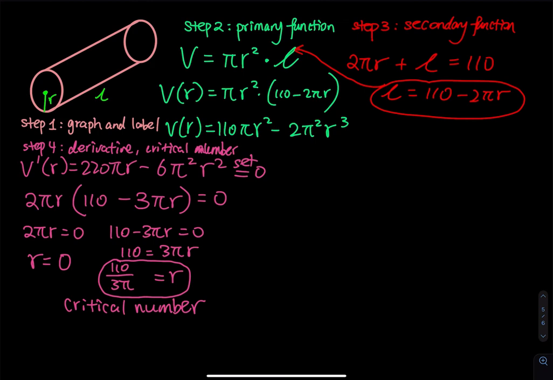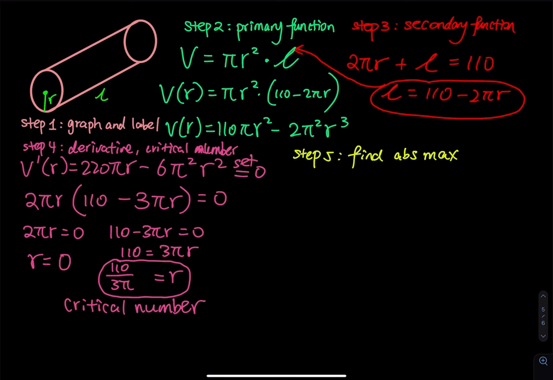So this problem, I am not going to use the second derivative. I am going to use the domain, because in the previous two problems, I already used the second derivative. So let's use the domain. So this is step 5. We have to find the absolute maximum, right? Absolute maximum using the domain.